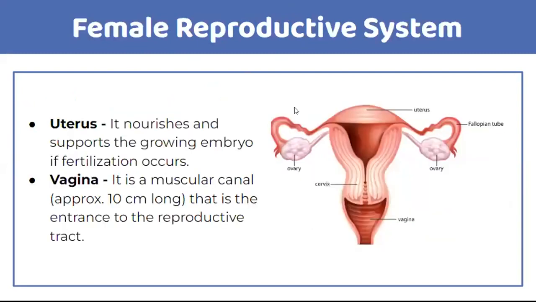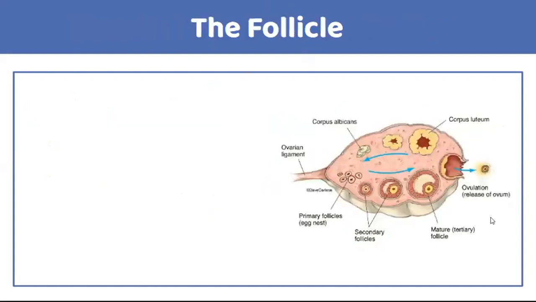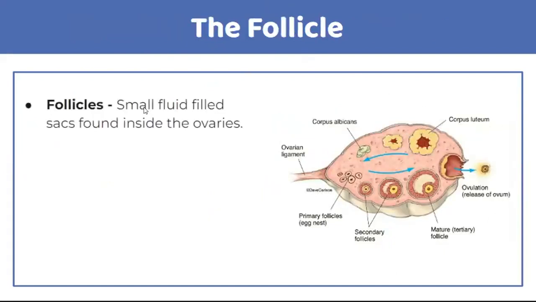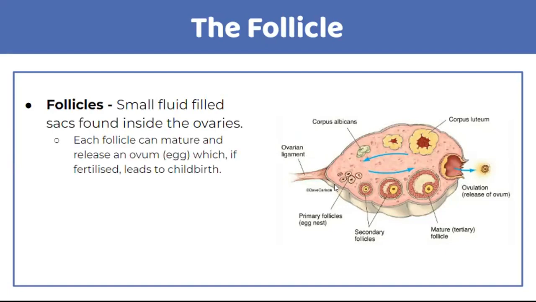If you were to take this ovary over here and cut it in half, if you were to take a cross section of the ovary, what you will see is something like this. So what are these follicles? Inside the ovaries, there are these small fluid-filled sacs. There are multiple follicles present. You can see these small tiny dots over here, primary follicles, egg nest.